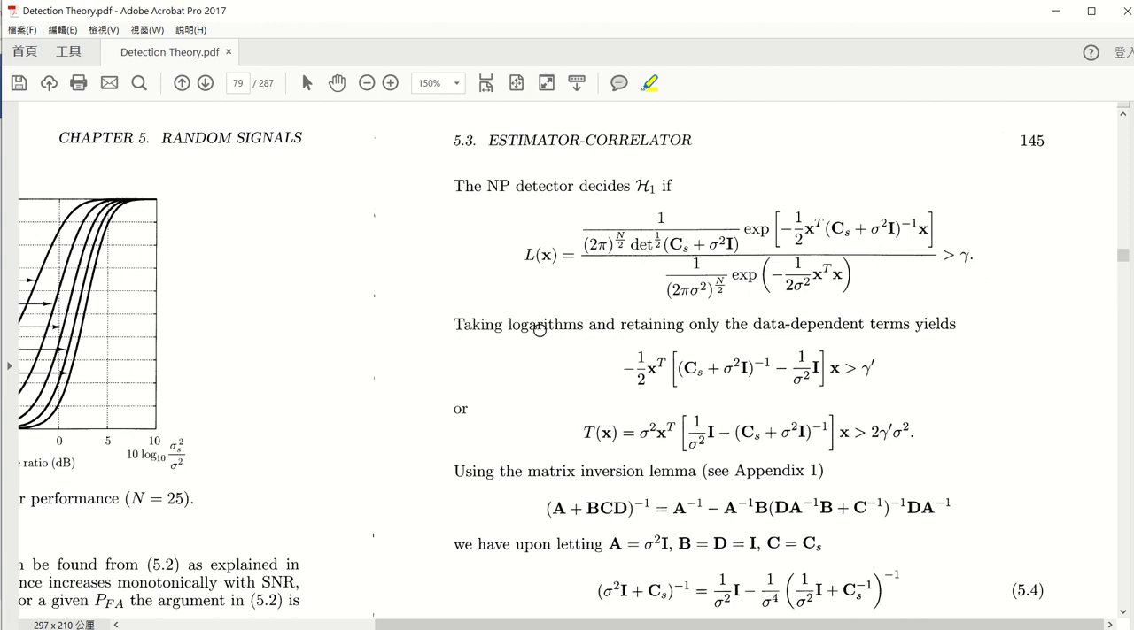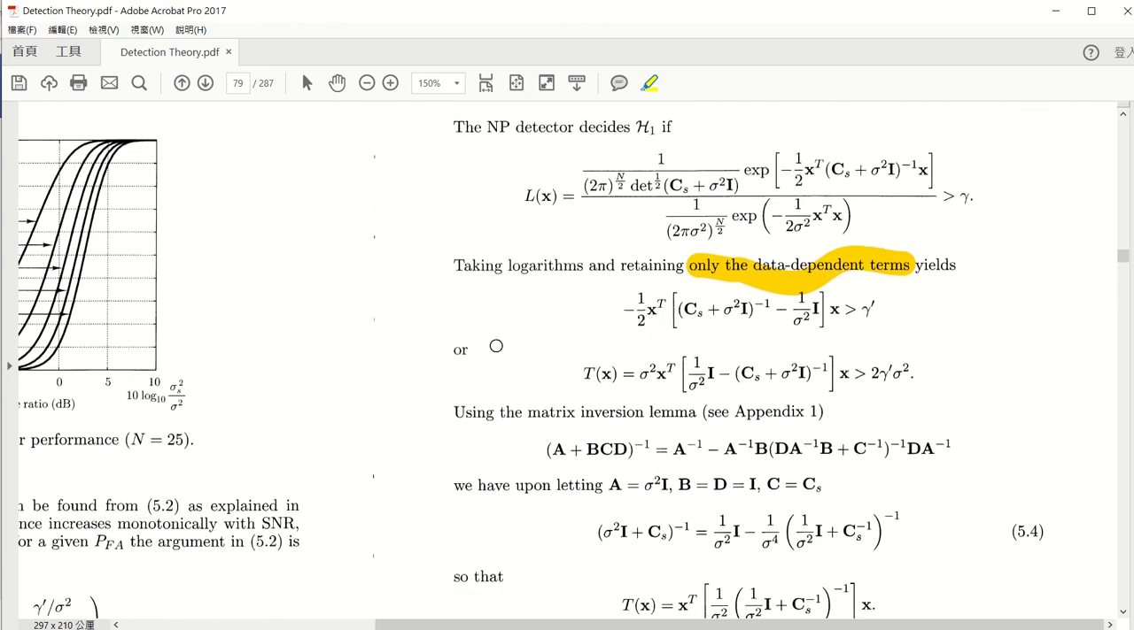And again, we do the same thing. Take the log, and retain only the data-dependent terms. This is not data dependent, this is not data dependent, so they all disappear, and the only thing that remains is this term and this term. Of course, there is the exponent, so they will be minus with respect to each other. Then we do some simplifications and reformulations, and you get this. You take 2 to here, you take sigma square to the right-hand side, and you get something like this.